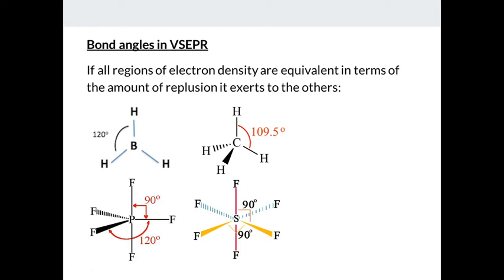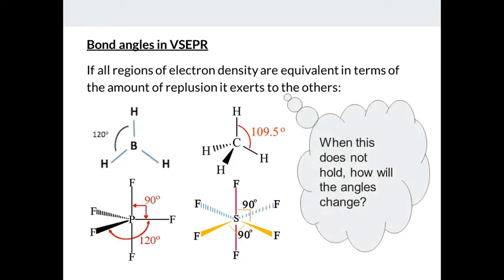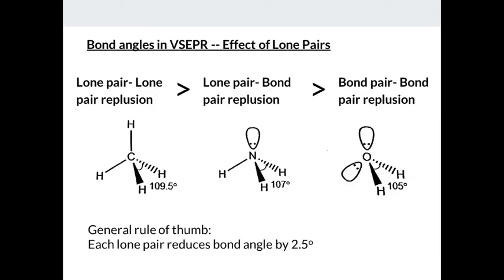However, we note that there's a second tenet of VSEPR theory, which is that lone pair repulsion is greater than lone pair-bond pair repulsion, which is greater than bond pair repulsion. For example, when there is one lone pair, the lone pair will repel the bond pairs to such an extent that the angle between the bond pairs, which is the bond angle, will be less than that were all the regions of electron density identical in their repulsive effect. If there are two lone pairs, then they will repel the bond pairs such that the bond angle will be even smaller. So the general rule of thumb is that each lone pair reduces the bond angle by around 2.5 degrees.